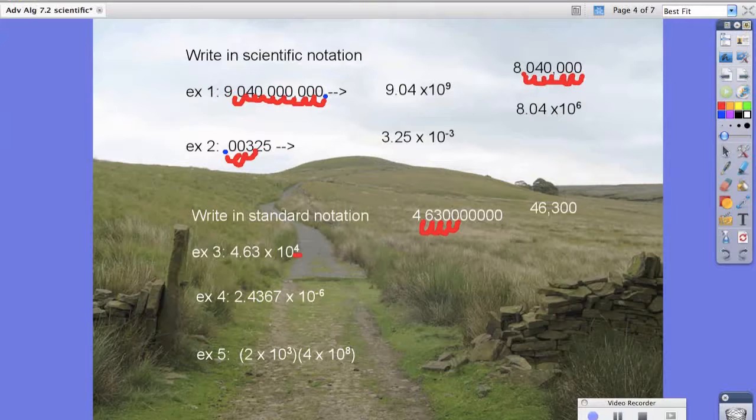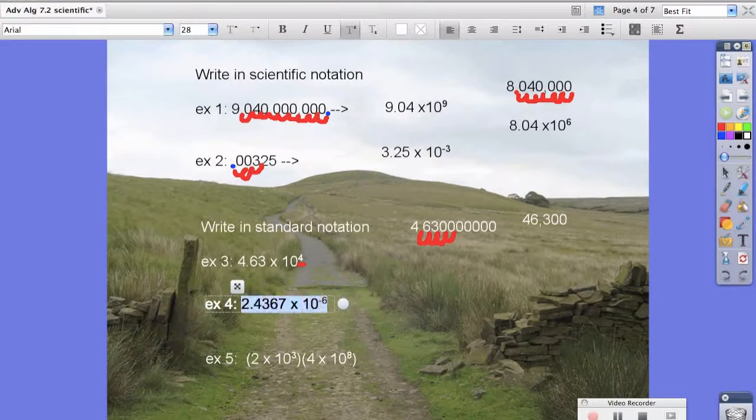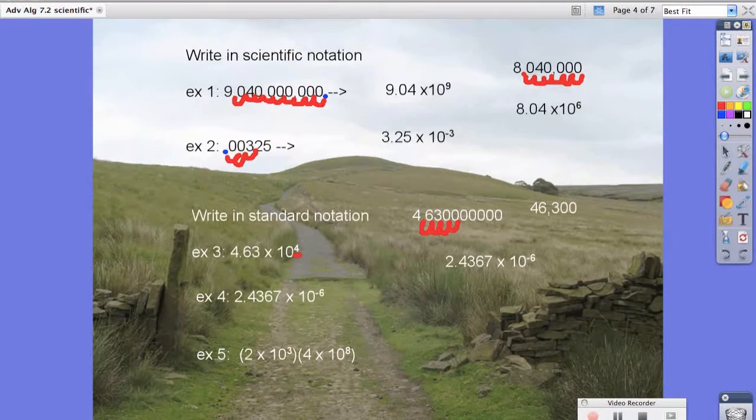Example 4, notice we have 2.4367 times 10 to the negative 6th. That means we need to take that number and move the decimal place 6 places, and because it's negative, we move it to the left. So we're not going to do the extra zeros, we're just going to make sure we put these extra indents. So 6 places to the left.